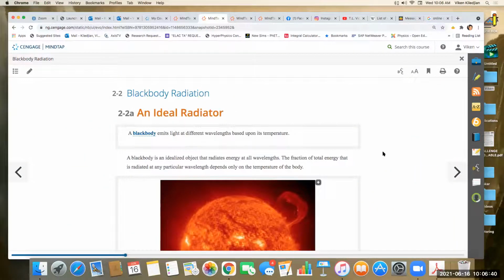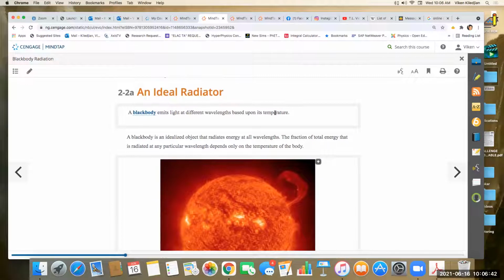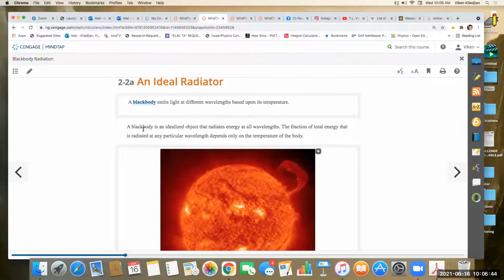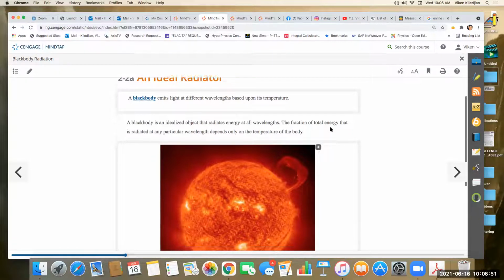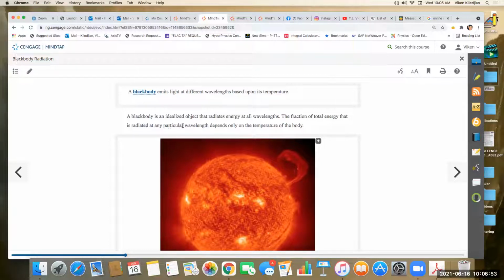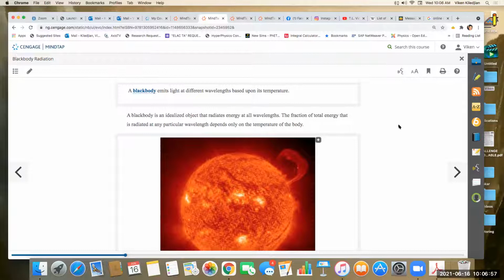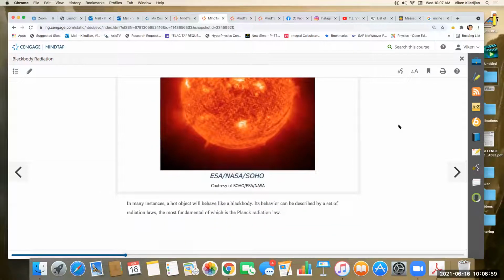So a blackbody emits light at different wavelengths based upon its temperature. A blackbody is an idealized object that radiates energy at all wavelengths. The fraction of total energy that is radiated at any particular wavelength depends only on the temperature of the body. In many instances, a hot object will behave like a black body.